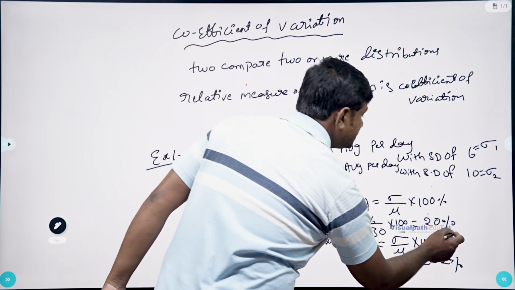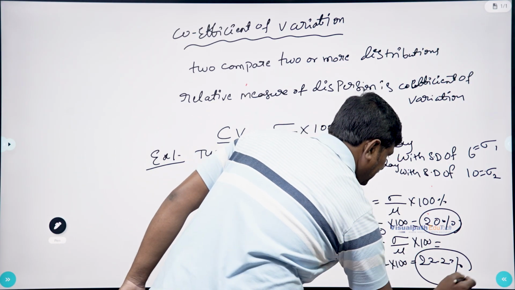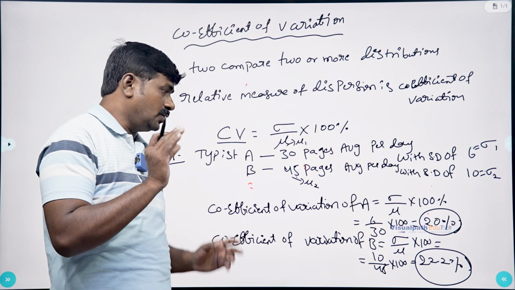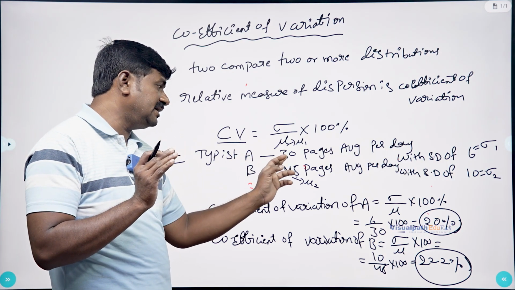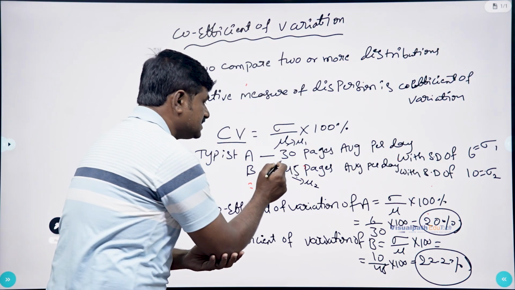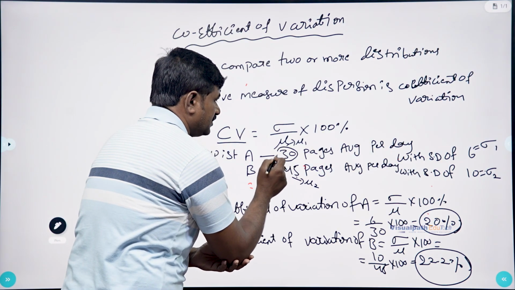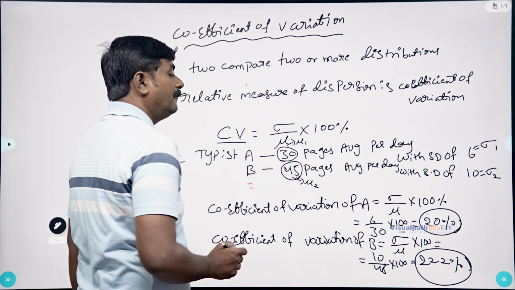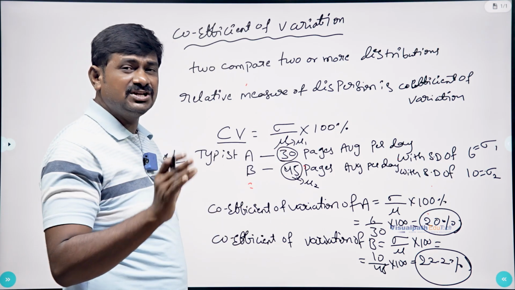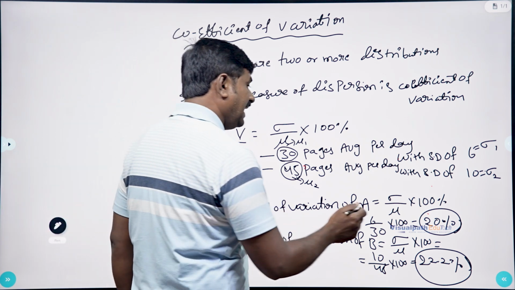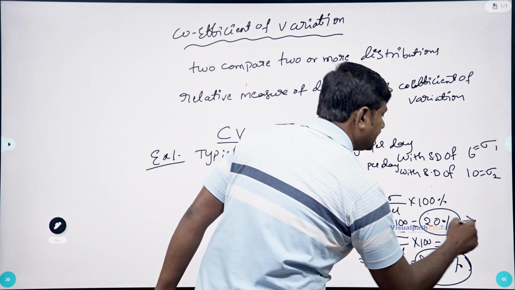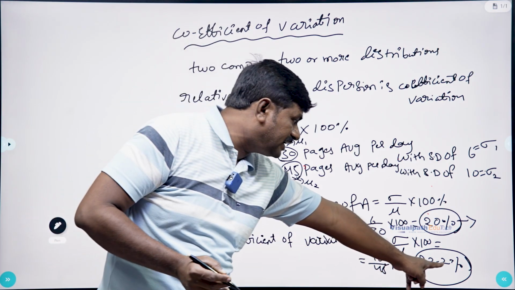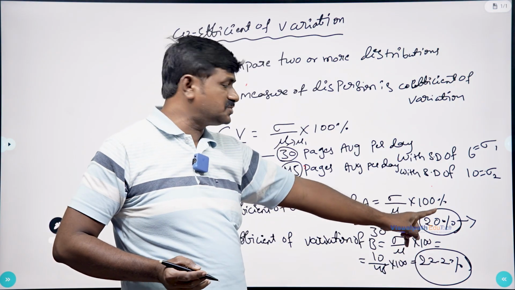This indicates that A is performing less than B in terms of output, because A types on average 30 pages per day and B types 45 pages per day. But comparing the variation of their performance, A is much more consistent than B. Why? Because the variation of B is 22.2% and the variation of A is 20%.